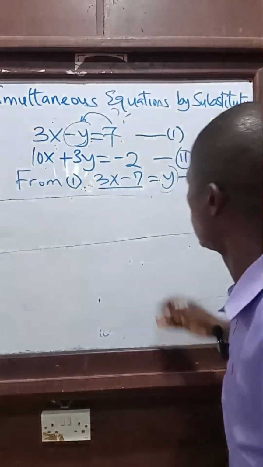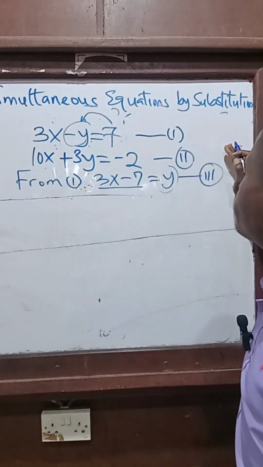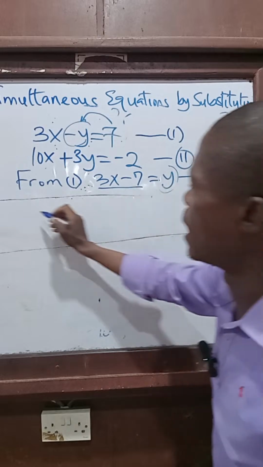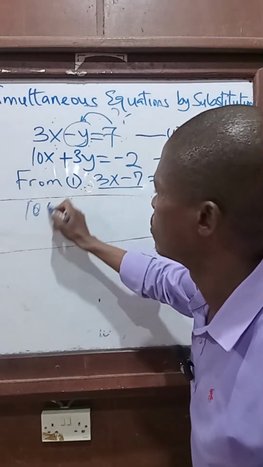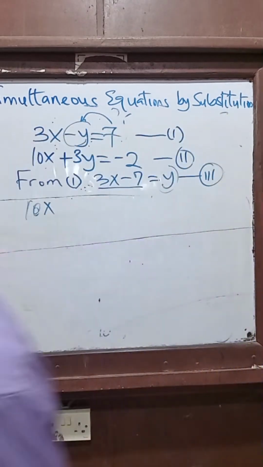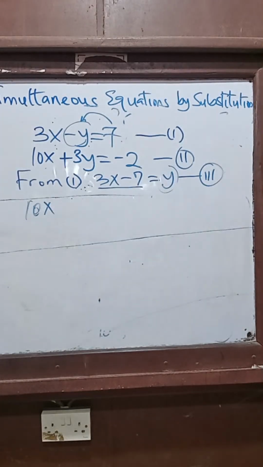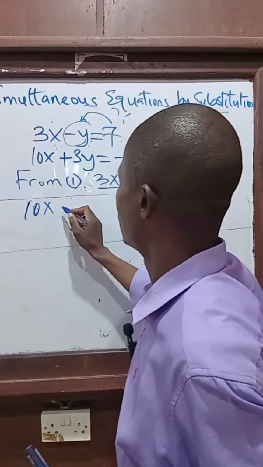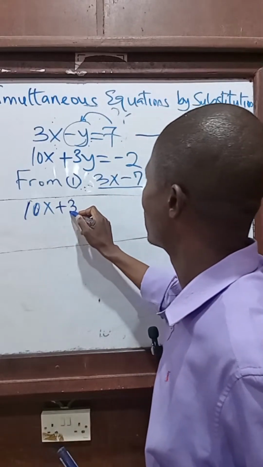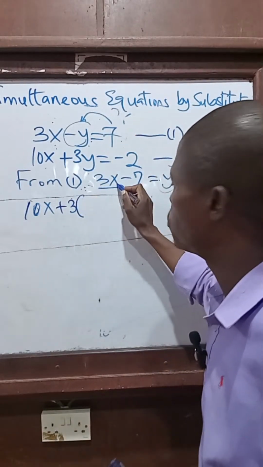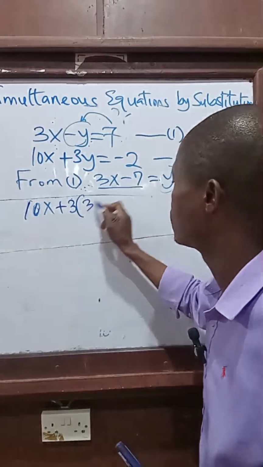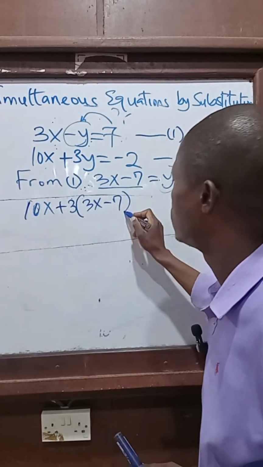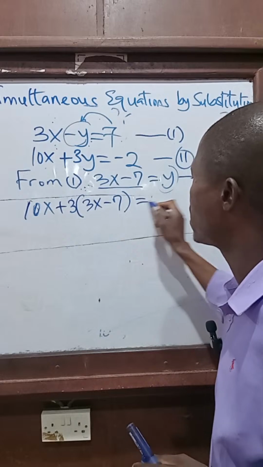Let's go back to where we stopped. This is where we are now. We're going to have 10x plus 3. Anywhere you see your y, you put the expression there: 3x minus 7, equal to minus 2.